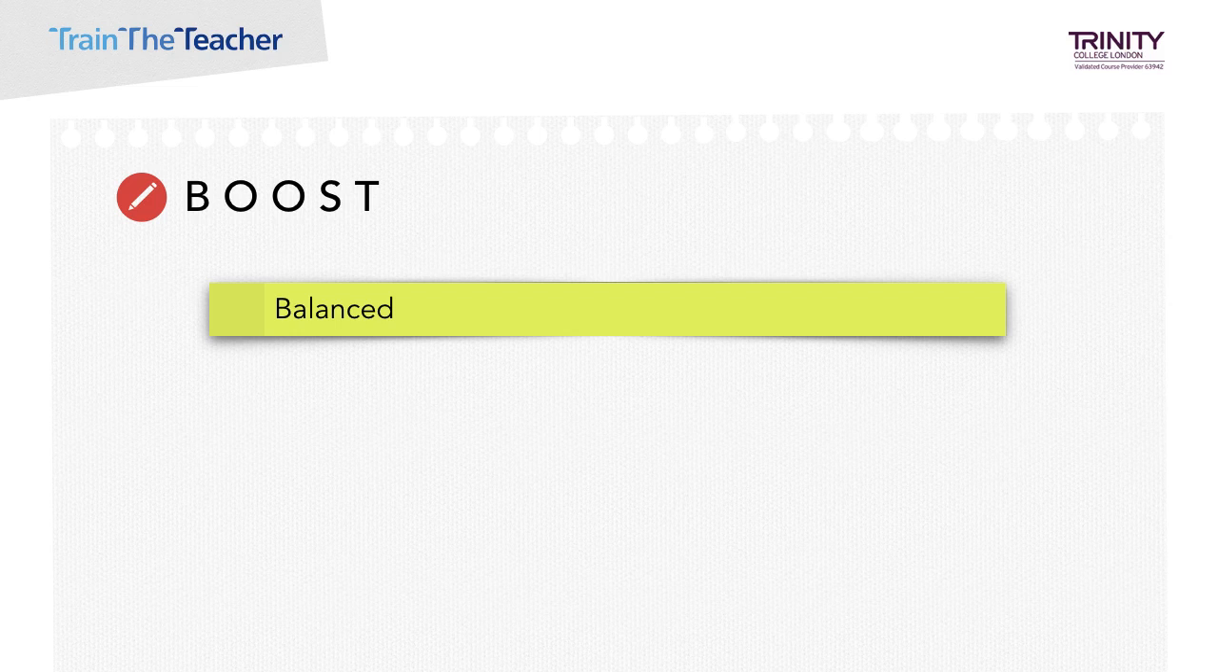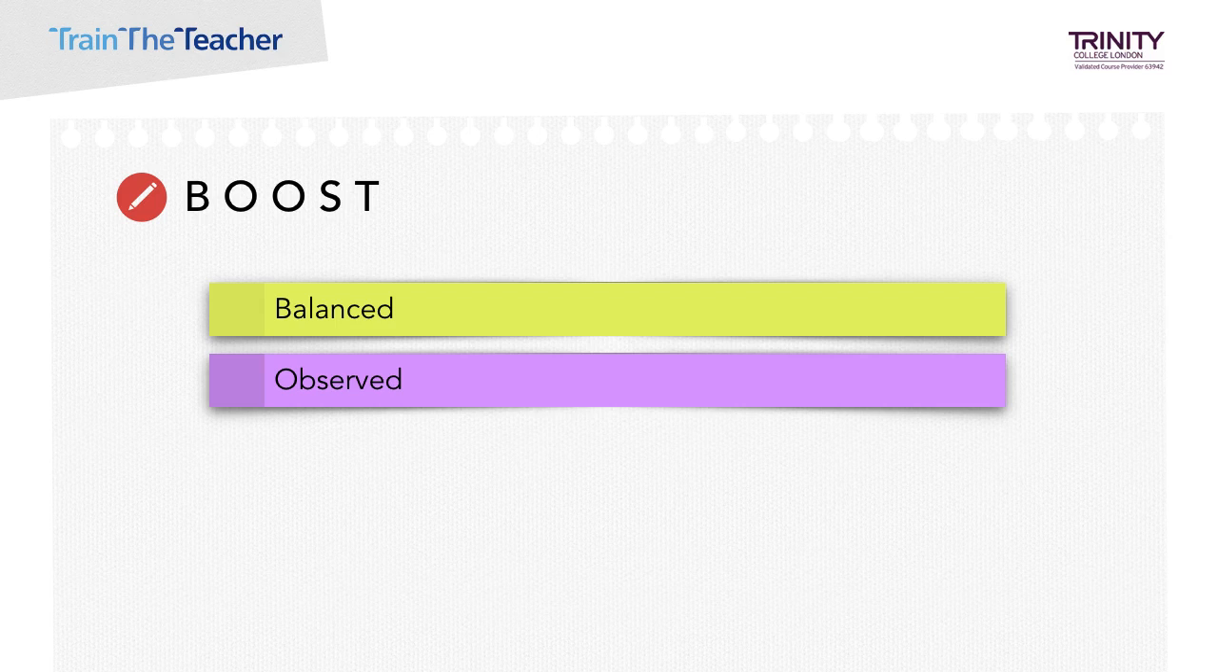So the first acronym we're going to look at is something called BOOST. To boost means to encourage and make something stronger and better. This is a good way of remembering the key principles for effective feedback. Feedback should be balanced. Use the feedback sandwich. In other words, praise, correct, praise.